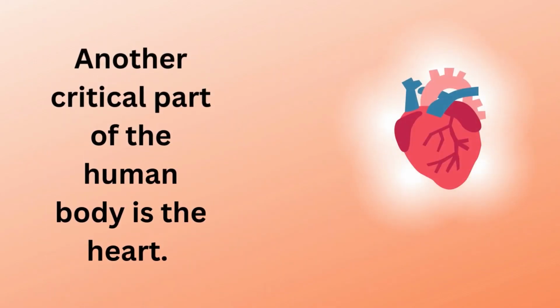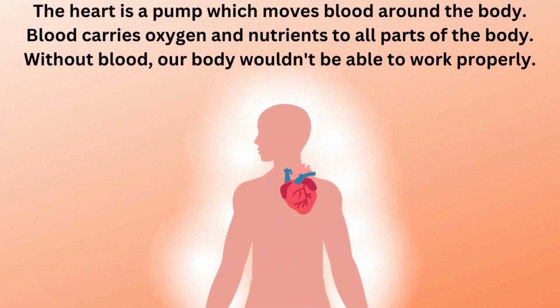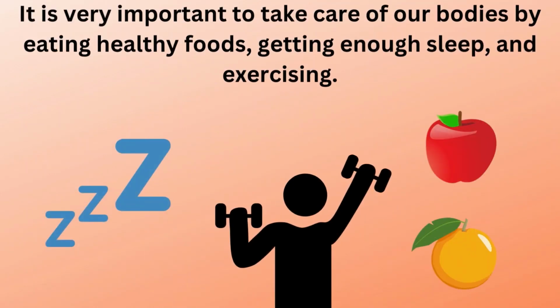Another critical part of the human body is the heart. The heart is a pump which moves blood around the body. Blood carries oxygen and nutrients to all parts of the body. Without blood, our body won't be able to work properly. It is very important to take care of our bodies by eating healthy foods, getting enough sleep, and exercising.